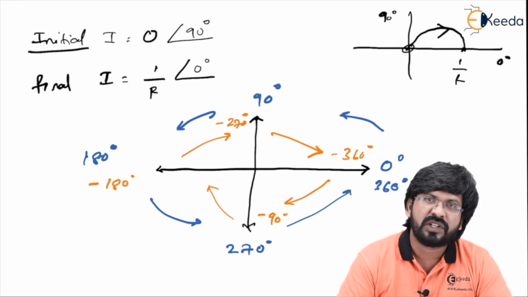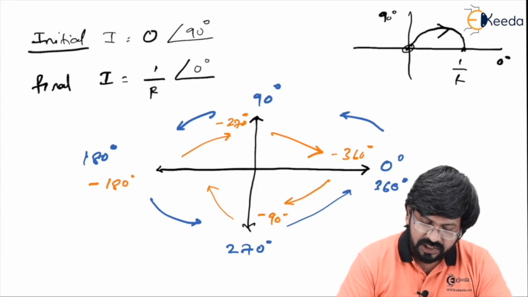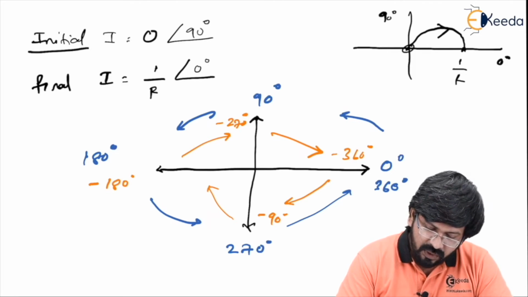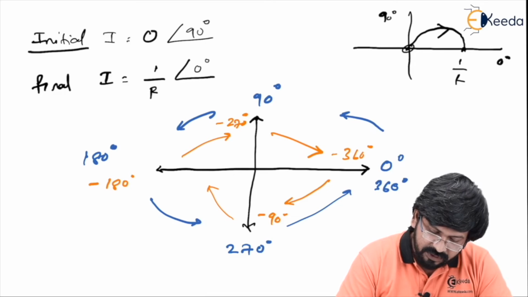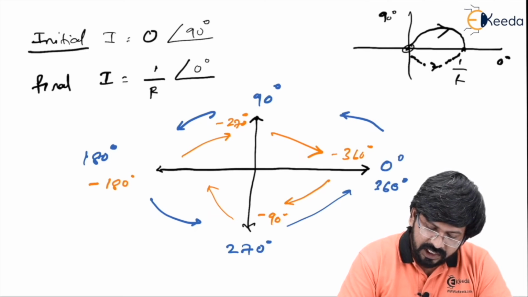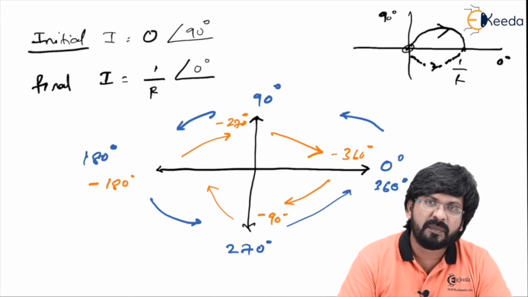This is what we call the locus diagram. Now the question comes in the student's mind: how do you know that it is traveling in this way, sir? I mean, we could have this kind of journey also. So let me tell you, even this is a way to go from 90 degree to 0 degree, but the lower path is invalid.